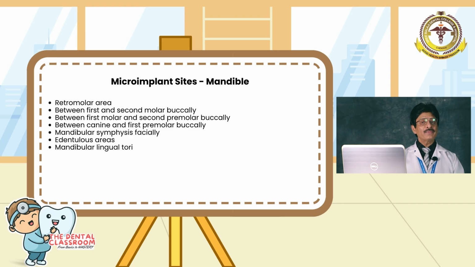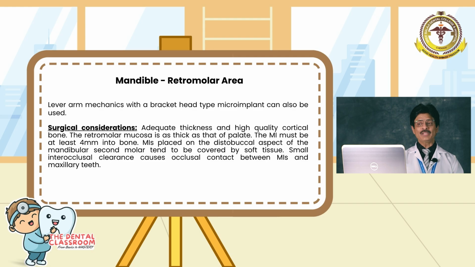So what are the microimplant sites in the mandible? Retromolar area, between the first and the second molar buccally, between the first molar and the second premolar buccally, between the canine and the first premolar buccally, mandibular symphysis facially, edentulous areas, mandibular lingual tori, etc. So we shall come to the mandible, the retromolar area.